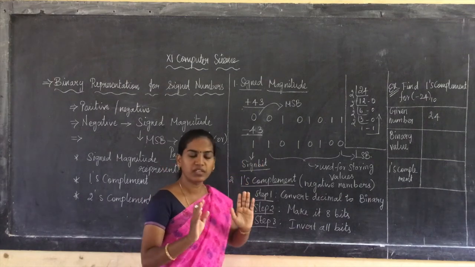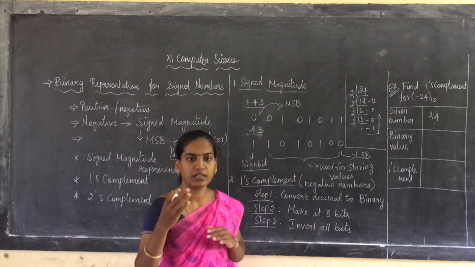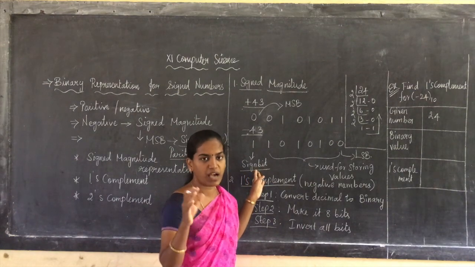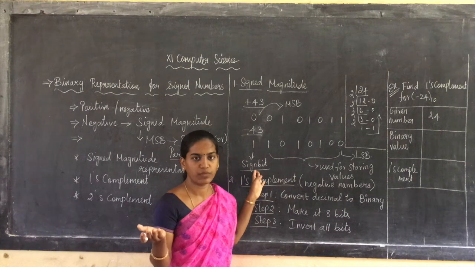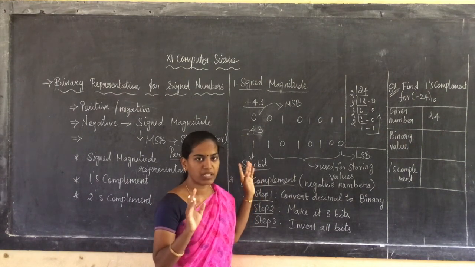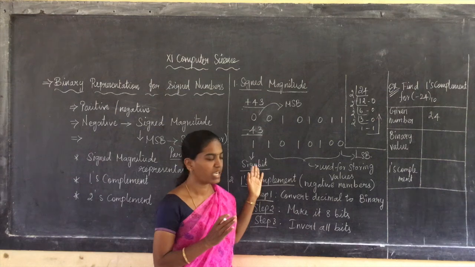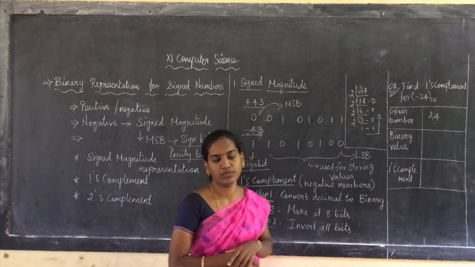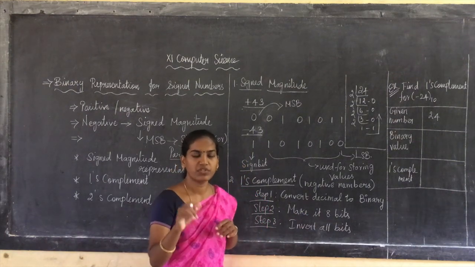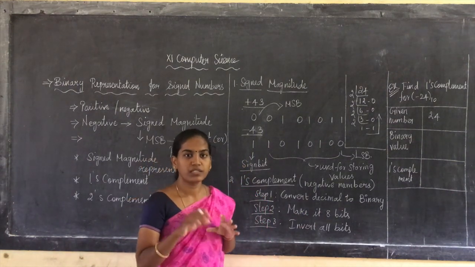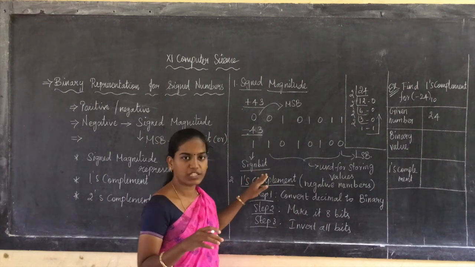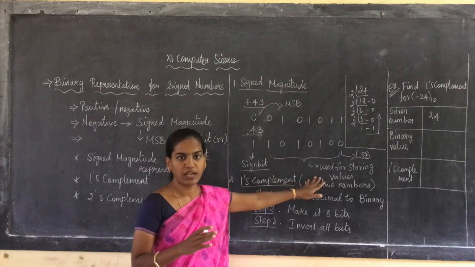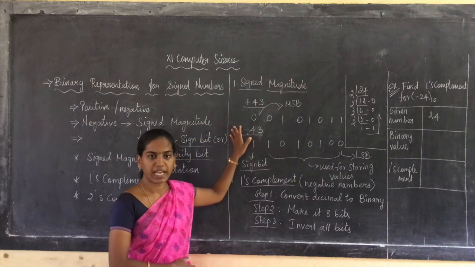So the first bit is used to denote the sign, whether it is a plus or positive value or a negative value. The sign bit is the leftmost bit, that is the MSB, and the remaining 7 bits are used for storing values. So the remaining 7 bits are used for storing the values. Okay, you have to understand this. The first bit is a sign bit, remaining 7 bits are used for storing the values. Okay, so this is about sign magnitude.